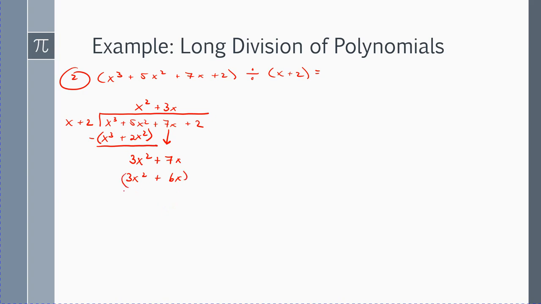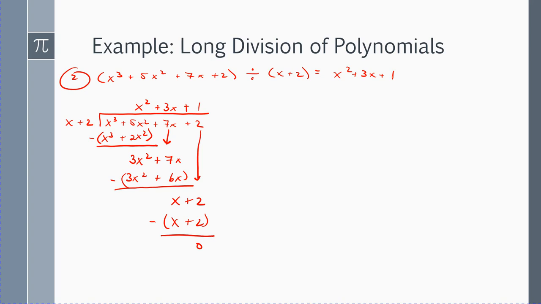And now we're going to subtract. So you're going to get 3x squared minus 3x squared goes away. 7x minus 6x, excuse me, just gets me x. And then I'm going to bring down the plus 2. And then look here. What's x divided by x? That's just 1. So 1 times over here. So you get 1 times x is x. And then 1 times 2. And that goes, and you got a remainder of 0 here. So when you divide this, you get x squared plus 3x plus 1. And it works out perfectly.